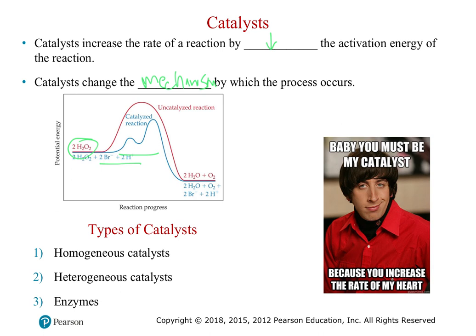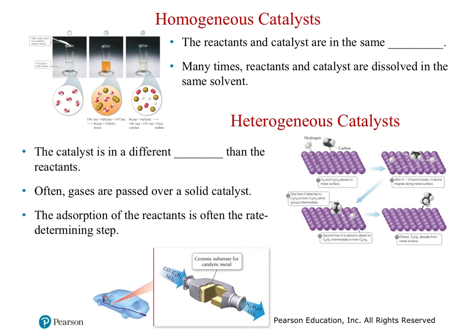There are 2 or 3 different types that we're going to talk about: homogeneous catalysts, heterogeneous catalysts, and enzymes. Homogeneous catalysts are in the same phase as the reaction taking place. So here we have this hydrogen peroxide again, and then we add some bromine. Actually, we add hydrobromic acid, and a reaction takes place. This happens because they're dissolved in the same solvent.